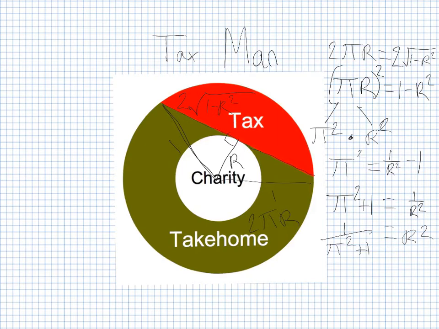And then to isolate r, you square root the whole equation, and you get root of 1 over pi squared plus 1 equals r. So when the radius of the charity circle equals root of 1 over pi squared plus 1, then you maximize your take-home pay.